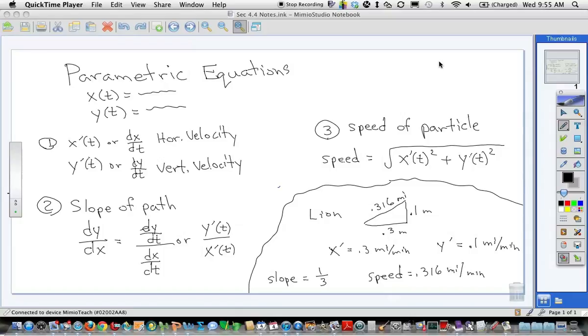Okay? I hope the line problem can help you to see that, because it's pretty easy to see that the slope here is this divided by this, and it's also pretty easy to see that his speed is how far he traveled in 1 minute. And if he goes 0.3 miles in 1 minute and 0.1 mile in 1 minute, the hypotenuse would be how far he traveled in 1 minute. So I like that example because it helps to see why it's two different things here. Slope of the path, speed of the particle.